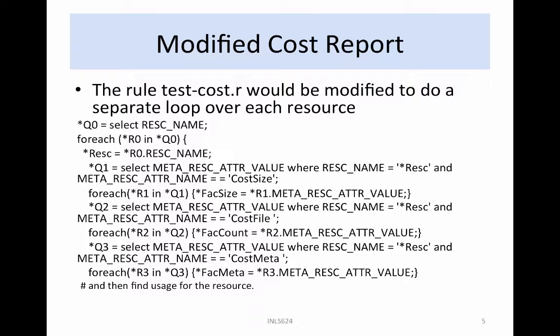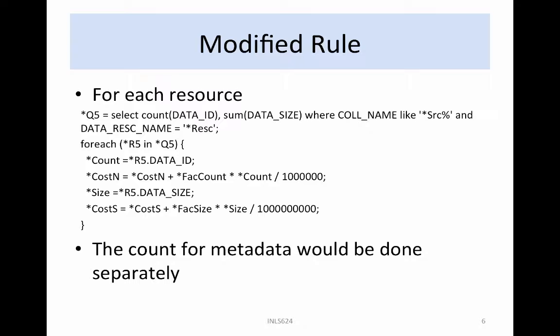The star fact size, star fact count, and star fact meta can be retrieved from each resource metadata and then used in the subsequent cost calculations. The query for usage would need to be modified. This example gets the number of files and the size of the files for each storage resource, then calculates a total cost by summing across all storage resources.